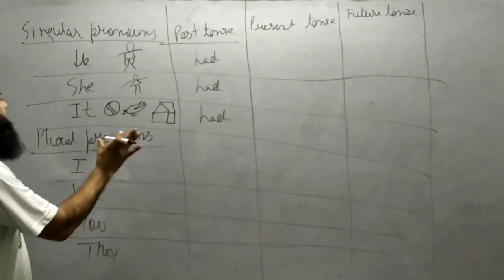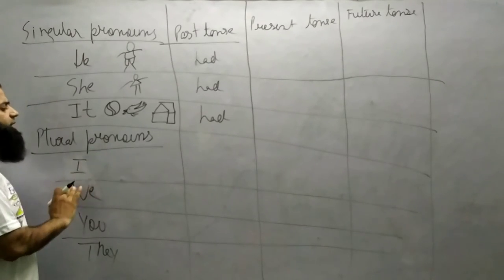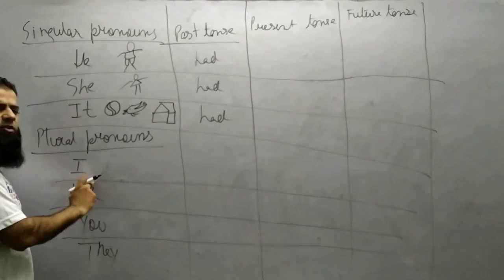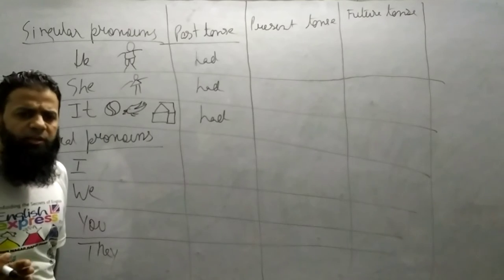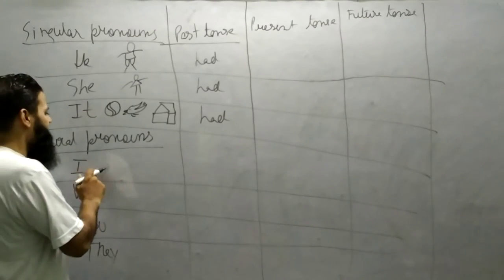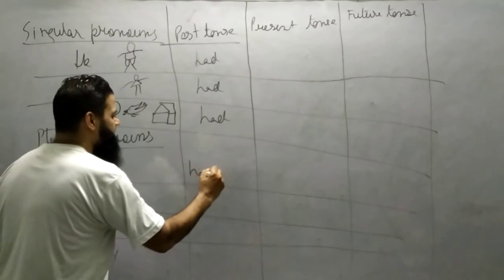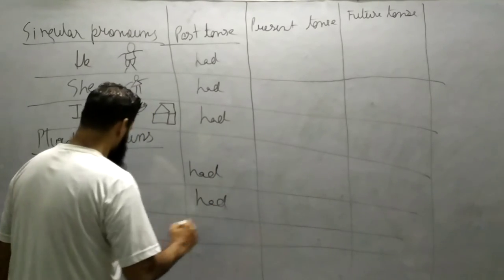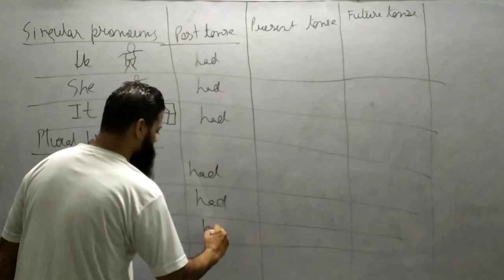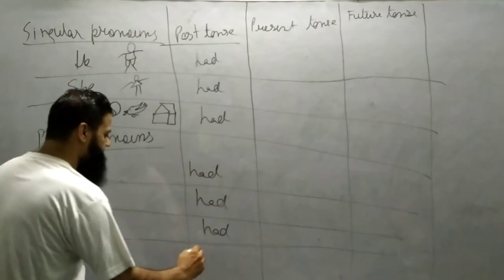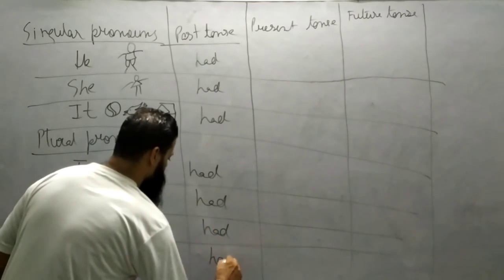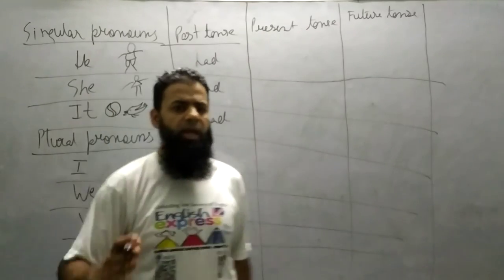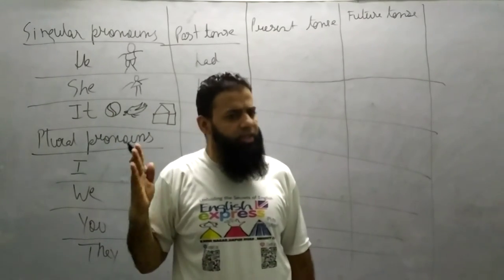So what happened? In plural pronouns, we always use had. In all three forms, we use had. I had. We had. You had. They had. Any doubt? Any question?